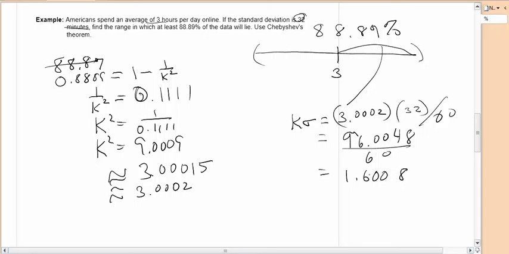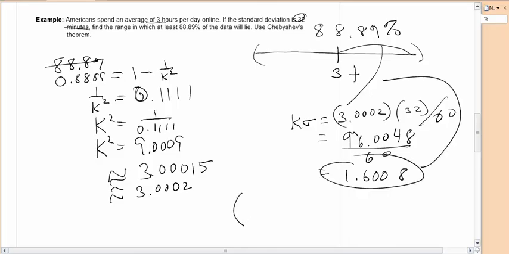So I'm going to add that to my 3, and I'm going to subtract it from 3. So my interval is going to be 3 plus this number, and 3 minus the number. Okay? So 3 plus the number is 4.6008. Again, if you round it to 4.6, I would take that. And subtracting from 3, I get 1.3999. Okay? That's what I get.